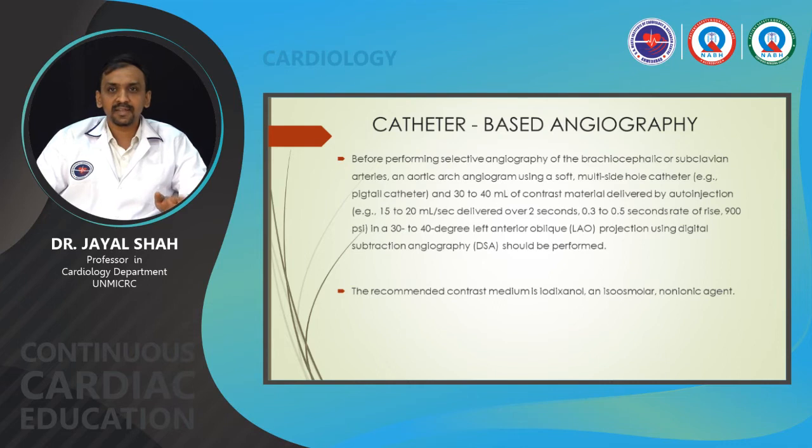For catheter based angiography, before selective engagement, we start with the aortic angiogram using a soft multi-side hole catheter, particularly a pigtail. Almost 30 to 40 ml of contrast material is delivered with an auto injector in a 30 to 40 degree LAO projection, and DSA should ideally be performed. The recommended contrast media is iodixanol, which is an isosmolar non-ionic agent.